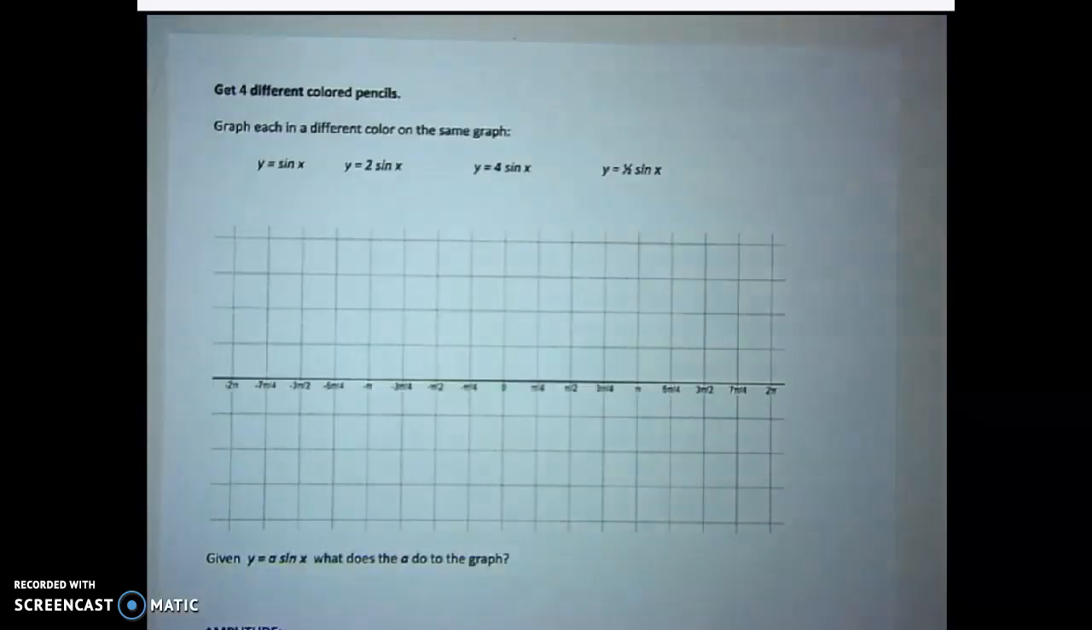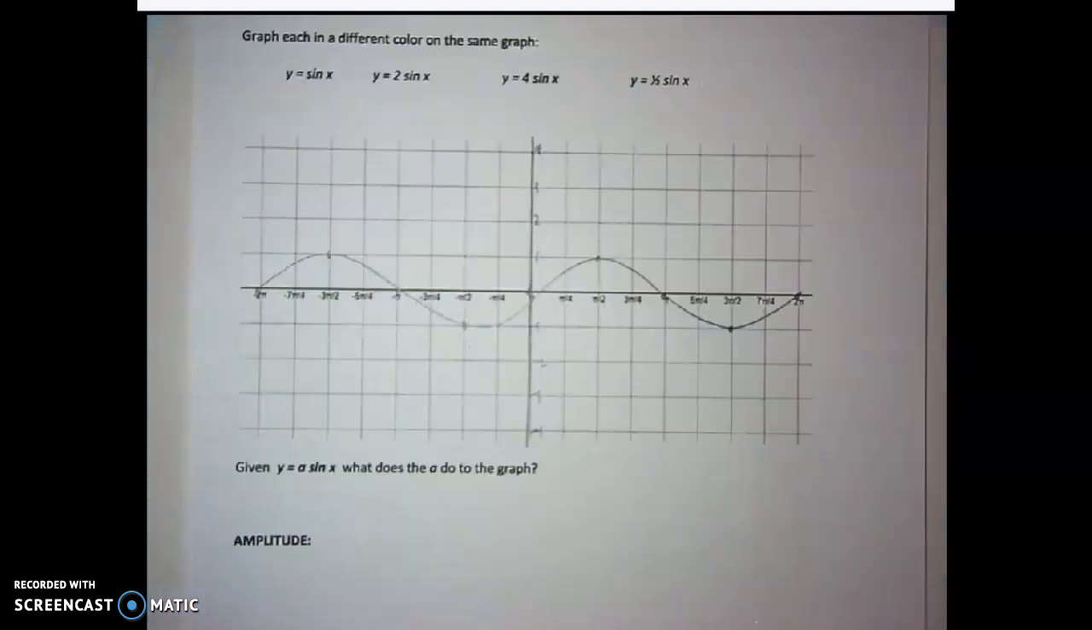Let's look first of all at what that a does. If I just have y equals a times the sine of x, a number out in front, what does that a do to the graph? I'd like you to pause the video, and if you can, either on Desmos, so you can use different colors, or on here, or on your graphing calculator, graph each of these four, keep them all on the same graph, and see if you can determine what that a does to the graph. Although the scale's a little bit different, this is still just our basic sine graph.